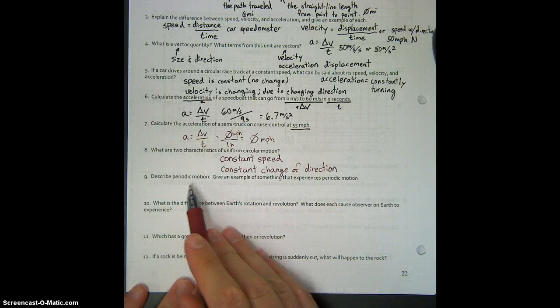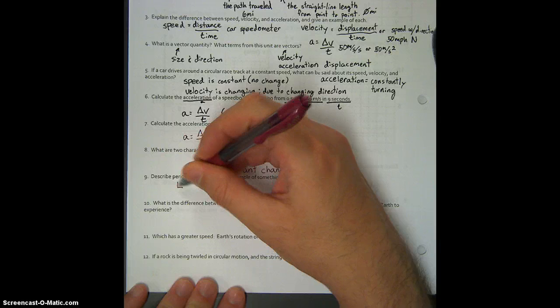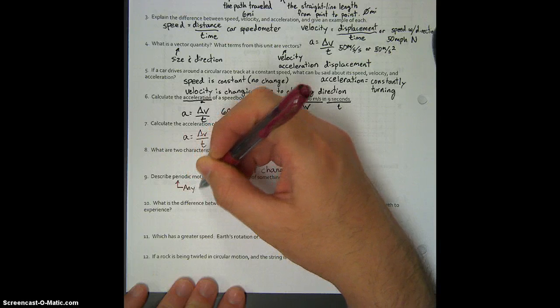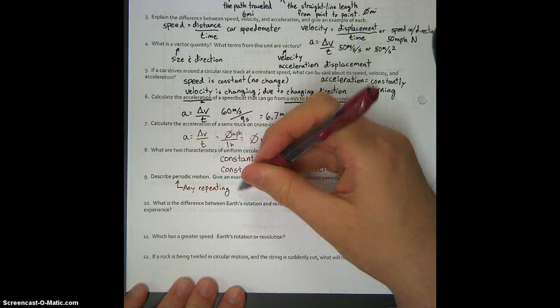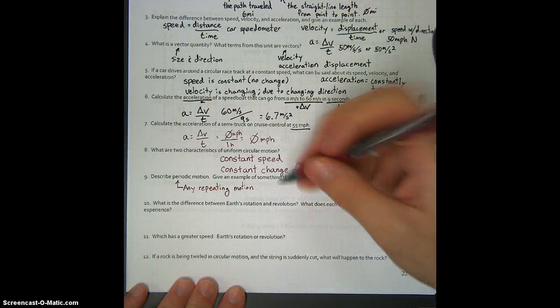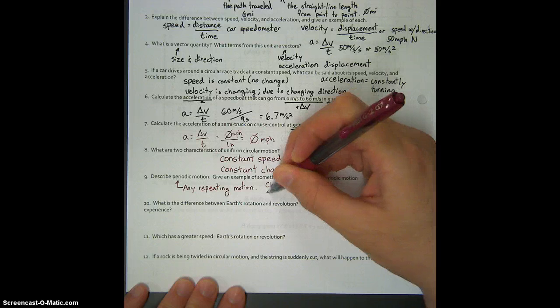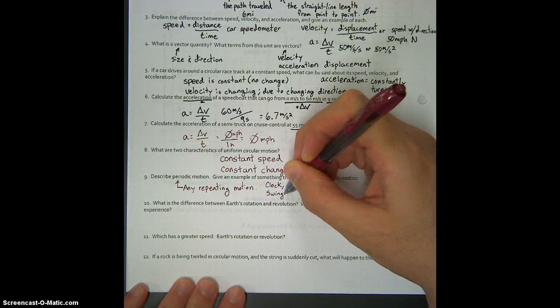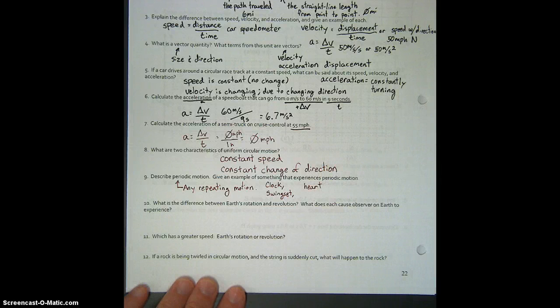Matter of fact, a clock also has what's called periodic motion. Periodic motion is any repeating motion. An example of something that experiences this: a clock, a swing set. Assuming you don't have any health issues, your heart, those sorts of things.